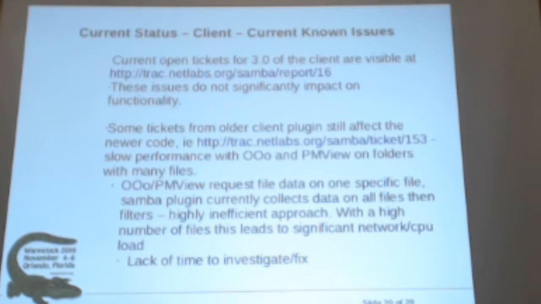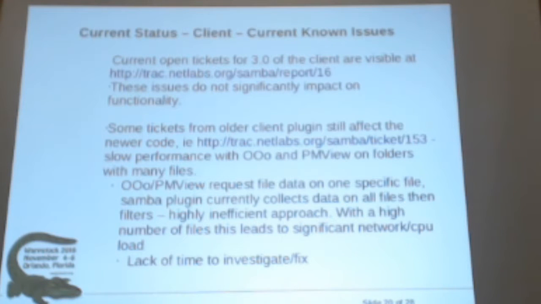So ticket 153 on Samba: slowed performance with OpenOffice and PMView on folders with many files. Most applications, when they get a list of files, do a single ask for a list of files and get a report on all the files in that directory. OpenOffice and PMView, once they've done that, then do a specific query on each file in that folder. And the way the Samba plugin currently handles that is, even though you've asked for the file data on, say, filename.jpg, it actually collects the data with an asterisk, a wildcard.